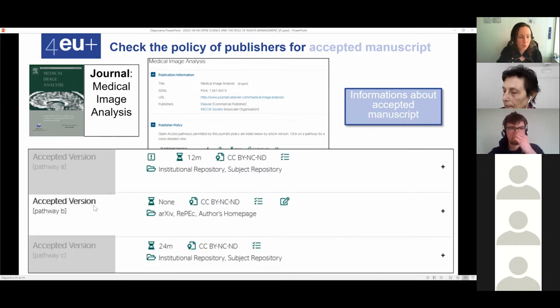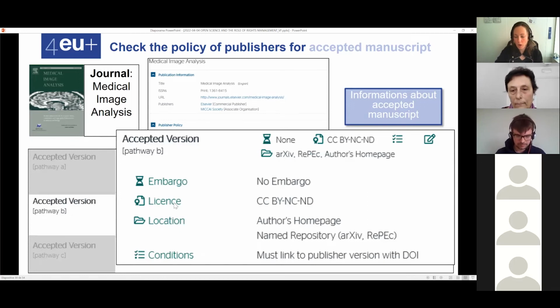And now the last one, pathway B. Pathway B is for a different location. It's if you want to share your accepted manuscript on your own homepage. Basically, it's your personal page on your laboratory website. Maybe you don't have this page, and you can also share on some specific repositories, with no embargo, but only in these locations. You always have to put a specific license, and you always have conditions to follow. So the different pathways on Sherpa Romeo are for different locations or different funders.